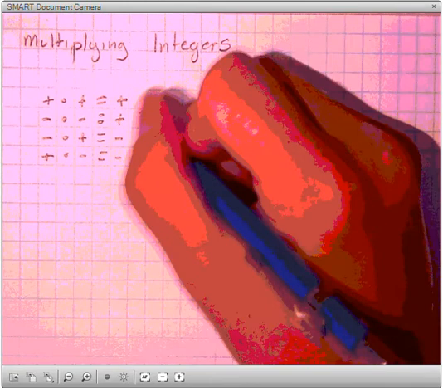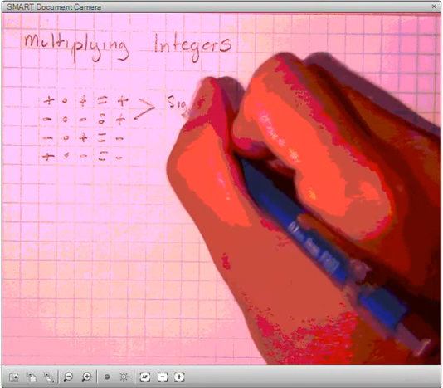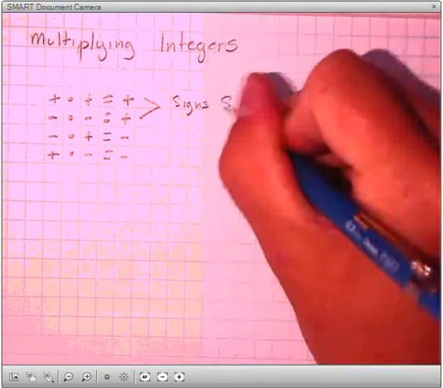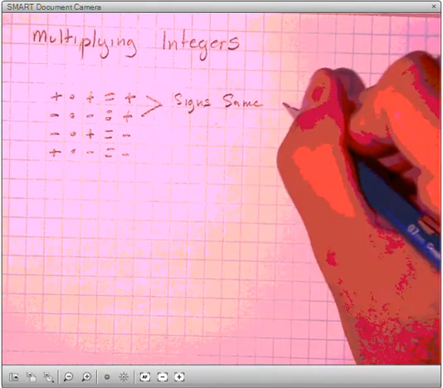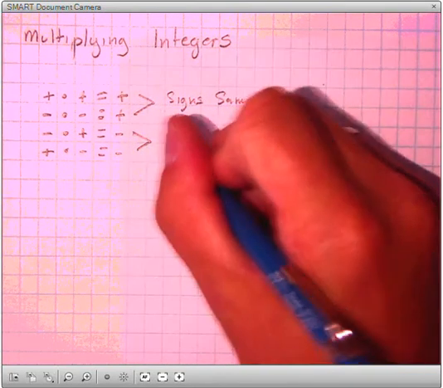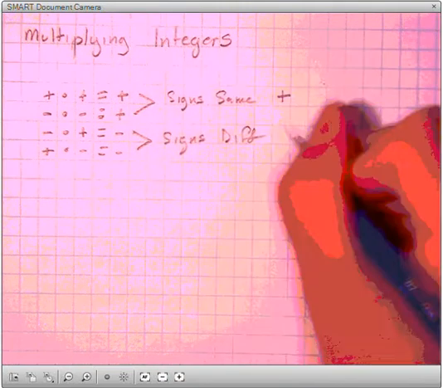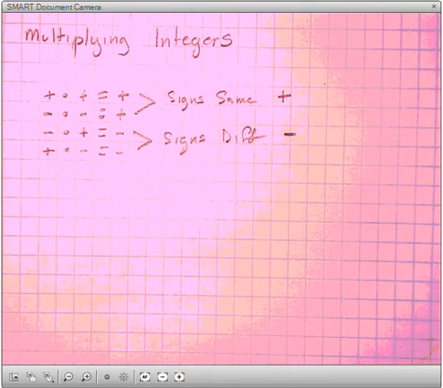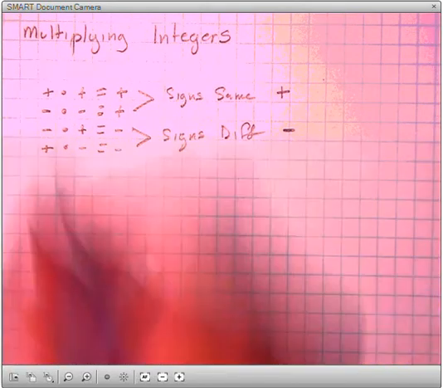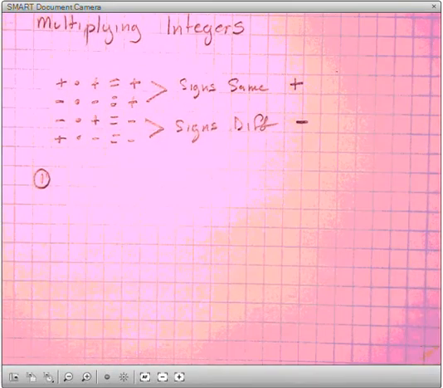Essentially what it's saying is if you're multiplying two integers and your signs are the same, your answer is positive. If you're multiplying two integers and your signs are different, then your answer is going to be negative. We're going to use those rules to kind of help us look at some examples.